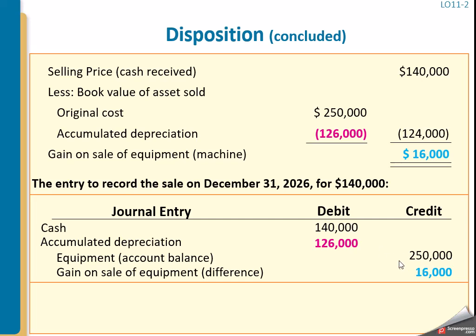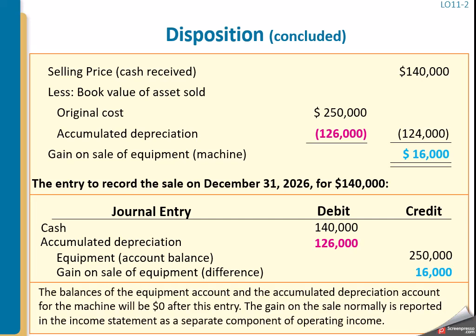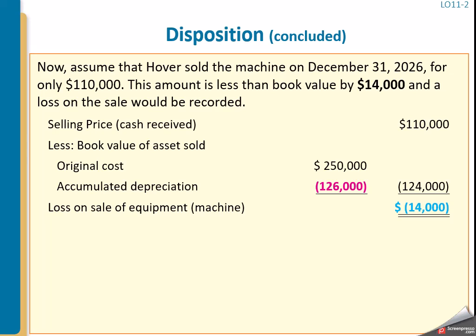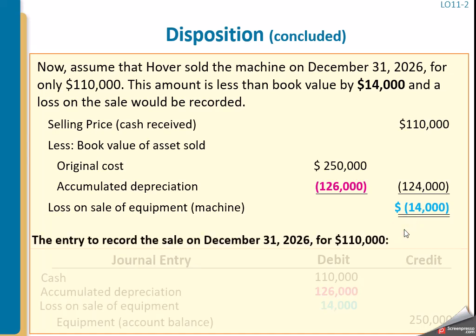So then when we do the journal entry, we got to record the cash, take the equipment off of the books by crediting it at its cost, take the accumulated depreciation off the books by debiting that, and then recording that gain on sale as a credit. If it was a loss, it would be a debit. Let's see if we have a loss. Yeah, so here we have a loss. So again, same scenario, but now we receive a selling price of $110,000. So we compare that to our book value and we lost $14,000.